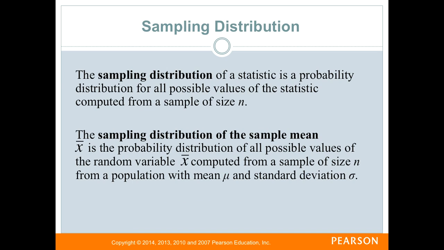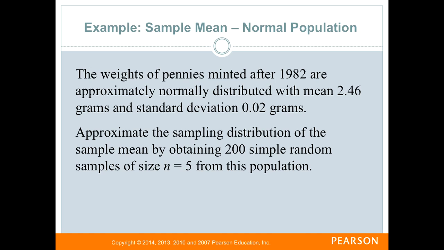The sampling distribution of a statistic is a probability distribution for all possible values of the statistic computed from some sample size of n. Now, the sampling distribution of the sample mean x bar, and hopefully you've seen this notation before, I think way back in chapter 3, x bar is just your sample mean. The sampling distribution of the sample mean is the probability distribution of all possible values of your random variable, computed from a sample size n from a population with a given mean of mu and a given standard deviation of sigma.